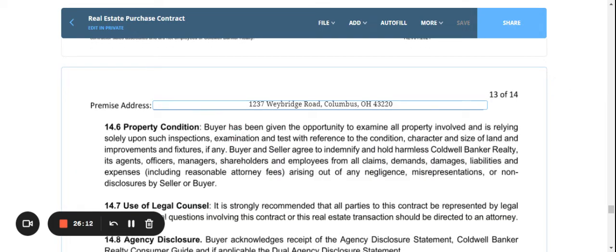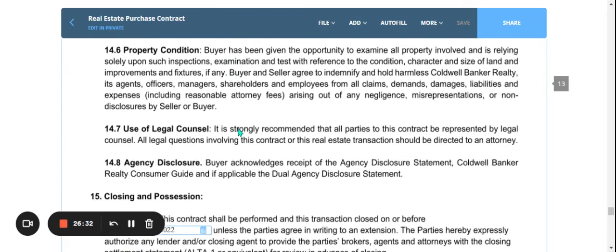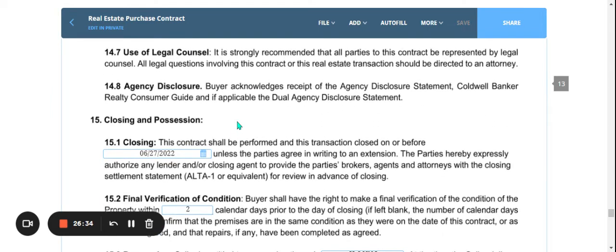Property conditions. So the seller just wants to know that when you close on this property, you have looked at the property, you have examined it, and you feel like in good faith that it is a good property, and you're agreeing that you're buying it. And agency disclosure, we've already talked about that.